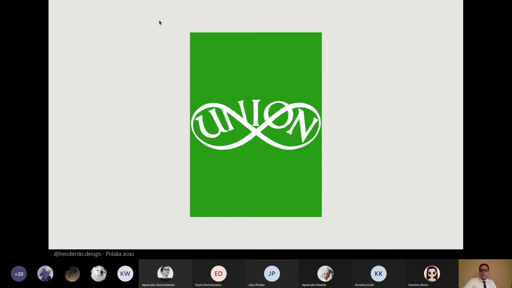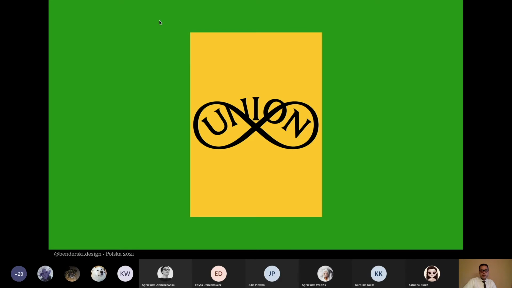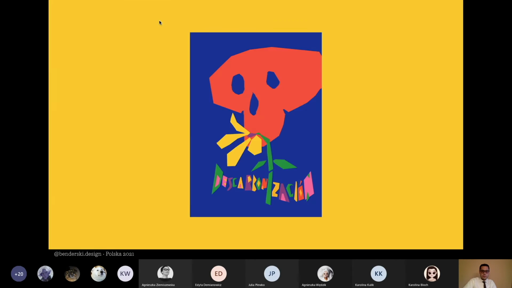Union. This doesn't say only union, it says infinite union. And I came up with this image, and this image with this lettering, I don't have the skills, the patience to create this image work. So I hire a type designer to transform this into this. So sometimes you need to know where to stop and say, okay, I need somebody else to help me with this.